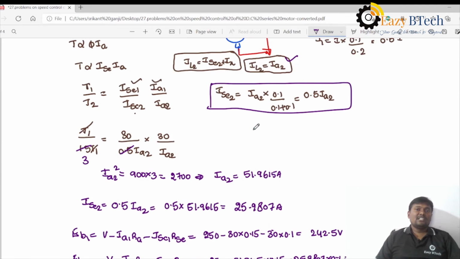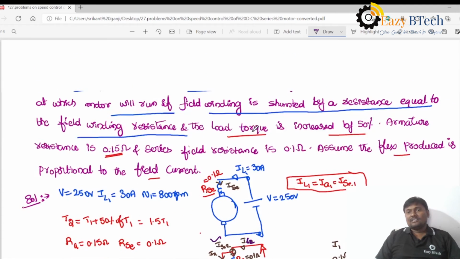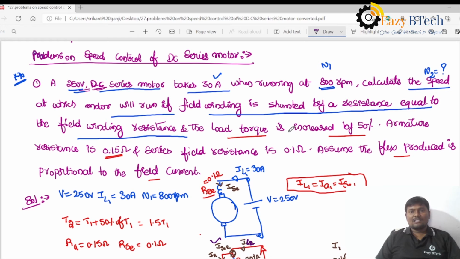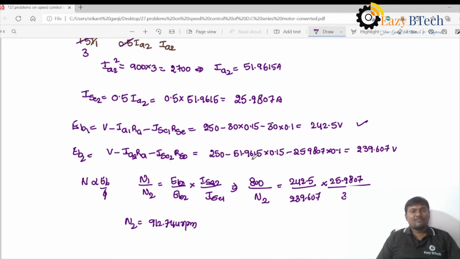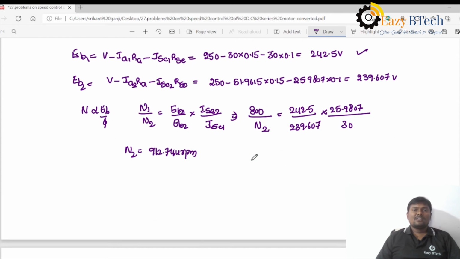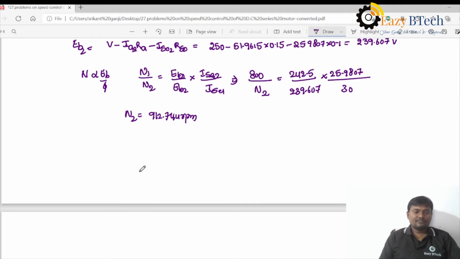So based on what he has given, the hint is only one thing. The load torque is increased by 50%, means that it is 1.5 times, and torque is directly proportional to flux into IA, where flux is directly proportional to series current, and substitute that. Then find out the back EMF EB1 and EB2, and after that N is directly proportional to EB by flux. So substitute in the equations. Finally you will get the new value of speed. And now the next problem.